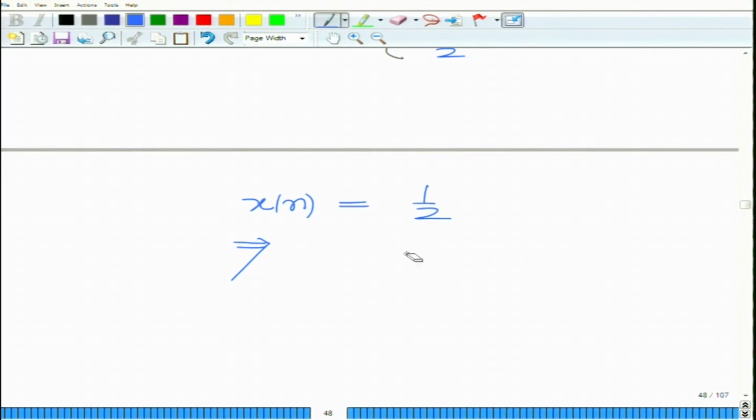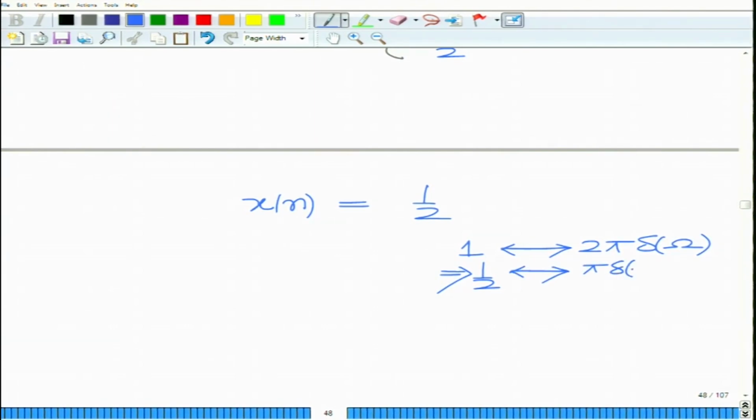So, if you look at 1, remember 1 has the DTFT 2 pi delta omega. So, this implies half has the DTFT pi delta omega. So, x of n equals half implies X of omega equals pi delta omega. So, that is the first point.